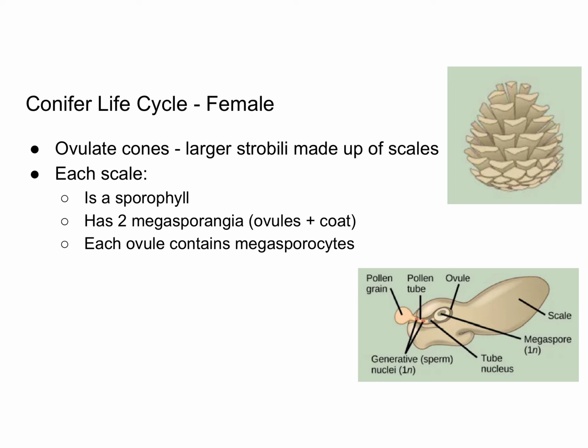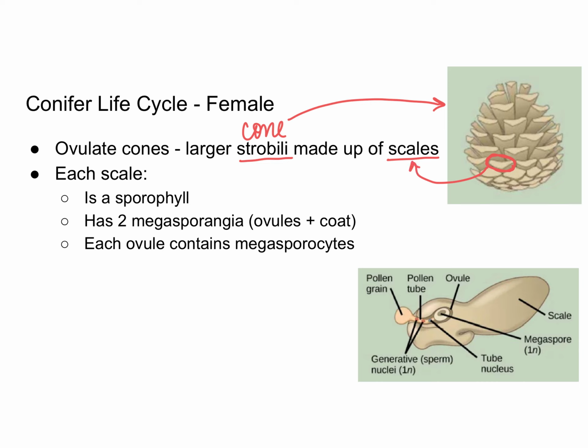Let's take a closer look at the female cones. So the female cones are known as ovulate cones, and they are larger than the pollen cones. Remember that strobili, or strobilus, just means cone. So you can see here that this is the strobilus, or the cone, and this cone is made up of scales. So each one of these pieces right here is a scale.